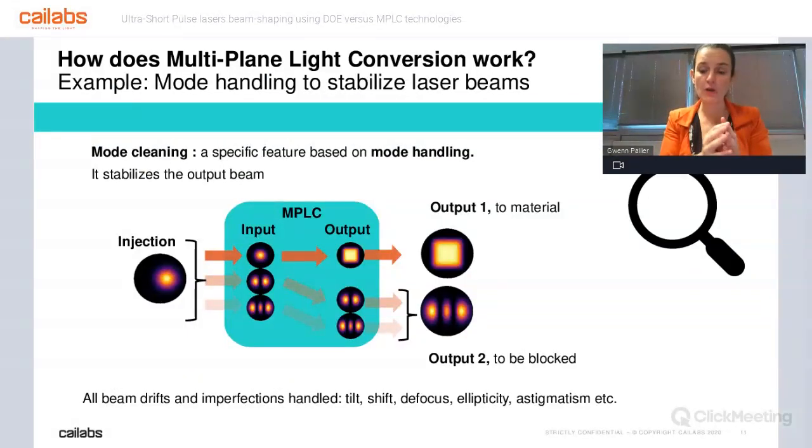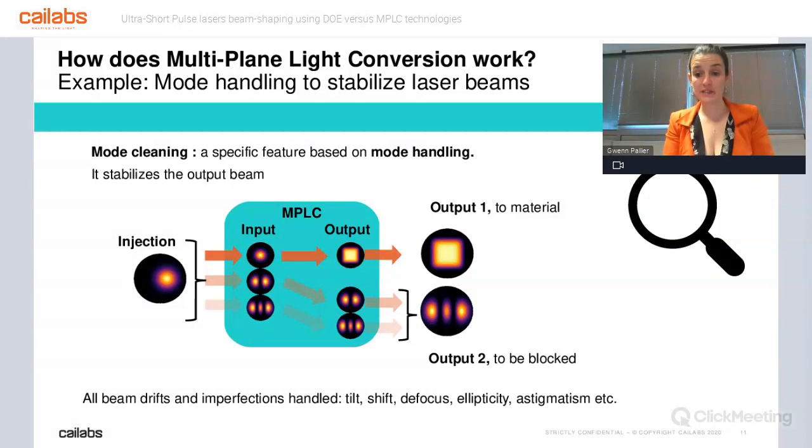We'll have a zoom now on one very specific function that I want to mention today. It is absolutely based on this mode propagation. It is called mode cleaning. It is a specific feature that we have developed at Cailabs in order to stabilize the output beam. When we see a beam, we see energy in different modes. When the beam is shifted, we see energy in the main mode, the TEM00 mode, and also some energy in the higher order modes.